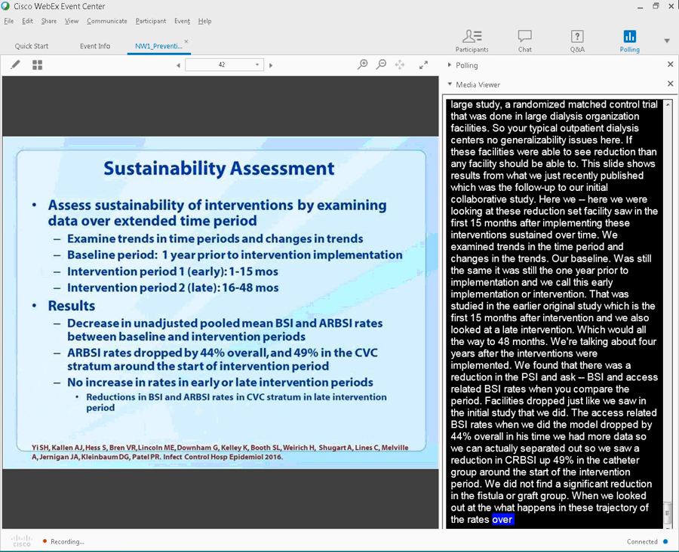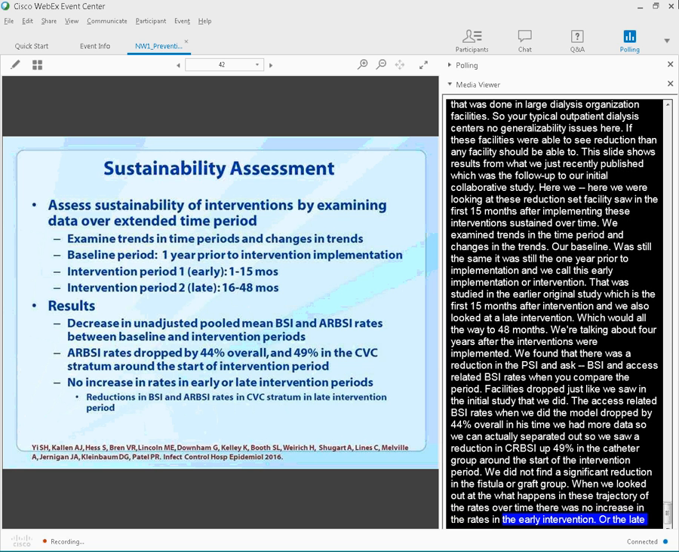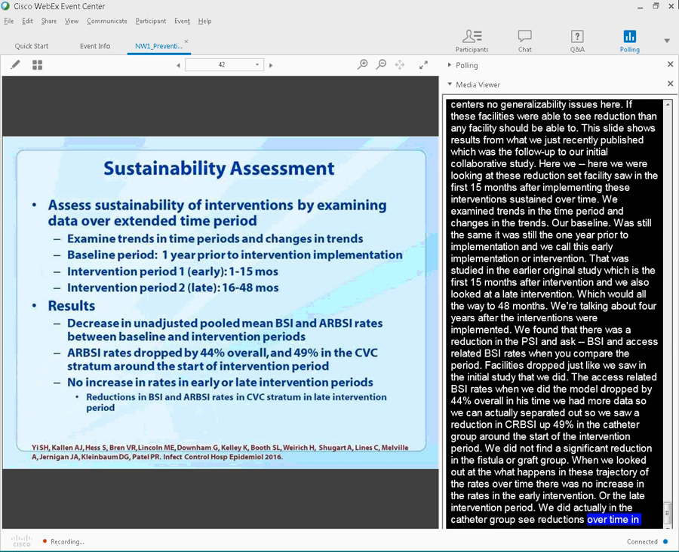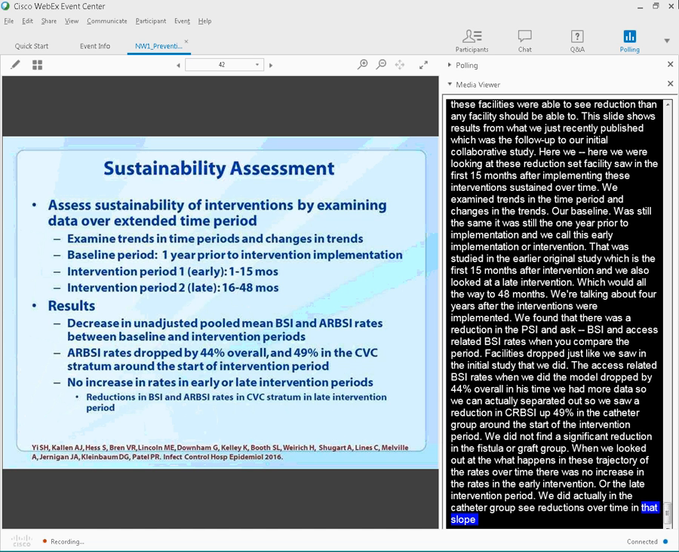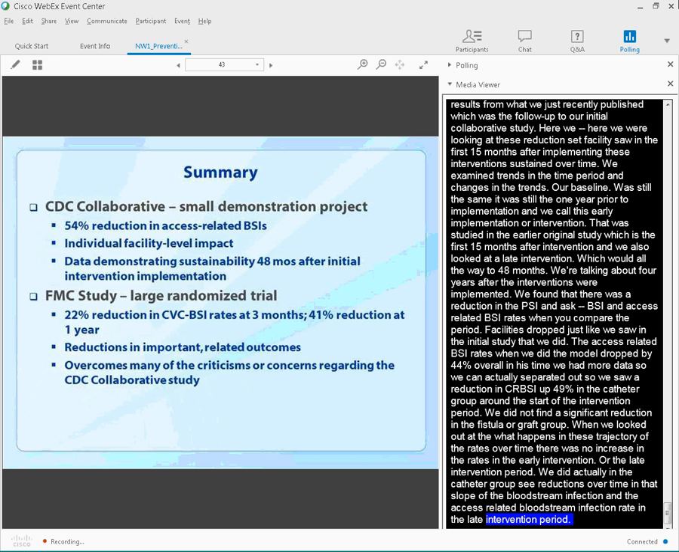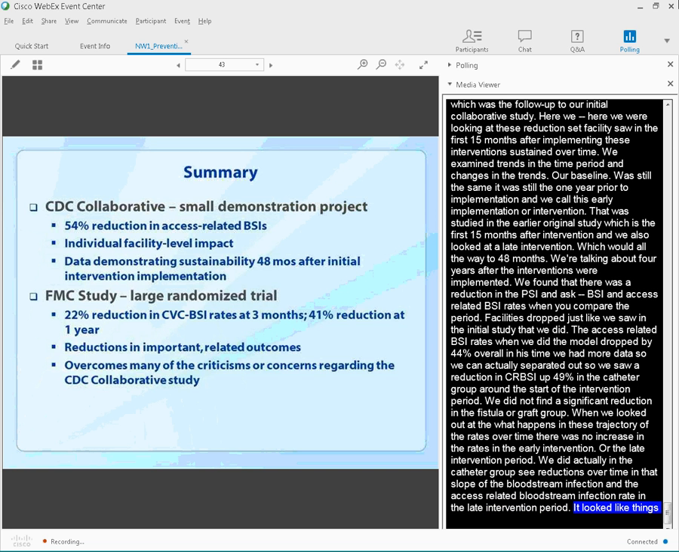And we did actually, in the catheter group, see reductions over time in that slope of the bloodstream infection and access-related bloodstream infection rates in the late intervention period. So if anything, it looked like things were going down. They were not going back up, which I think is really good news, because it's sometimes easy to show a difference. It's a lot harder sometimes to show that the difference can last.